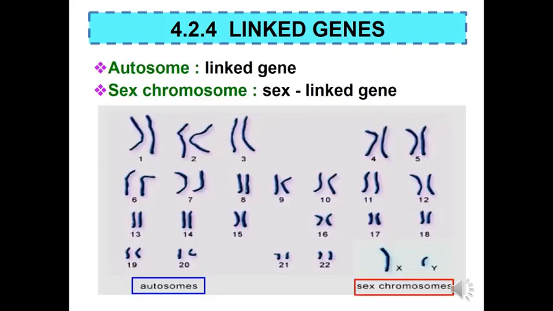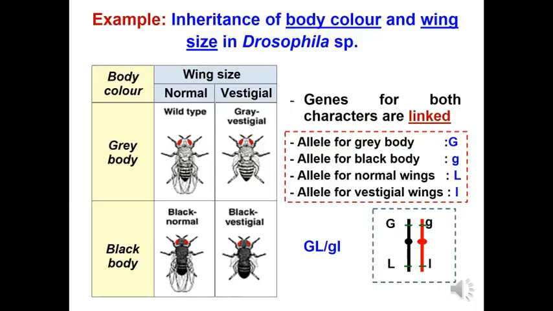There are two possibilities when it comes to linked gene. If the alleles are both located on an autosome, it is normally known as linked gene, whereas if both alleles are located at either one of the sex chromosome, it will be known as a sex-linked gene. This is an example of how body colors and wing size are inherited in a species of fruit fly known as Drosophila species.